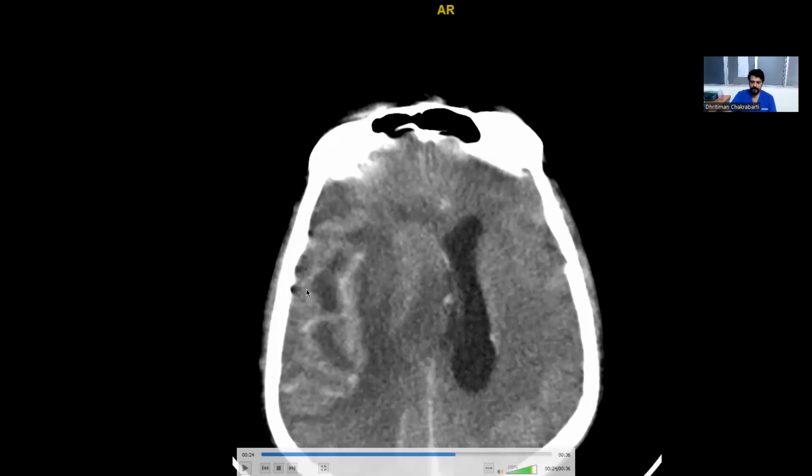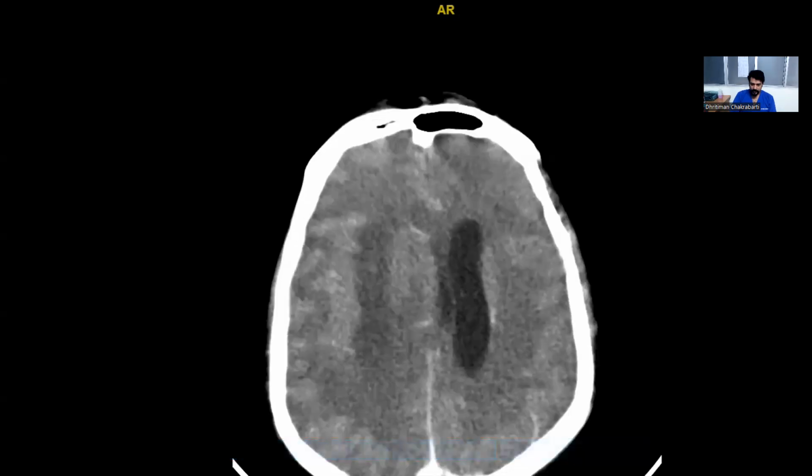Okay. So basically here, this is likely the septum pellucidum, although you can't say for sure because the other side ventricle has been completely squeezed, completely obliterated. Okay. Actually, here you are able to see much better.